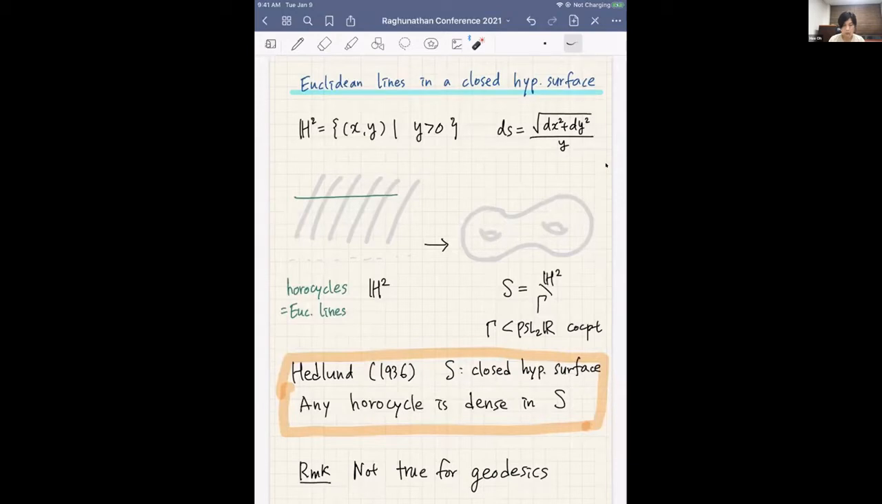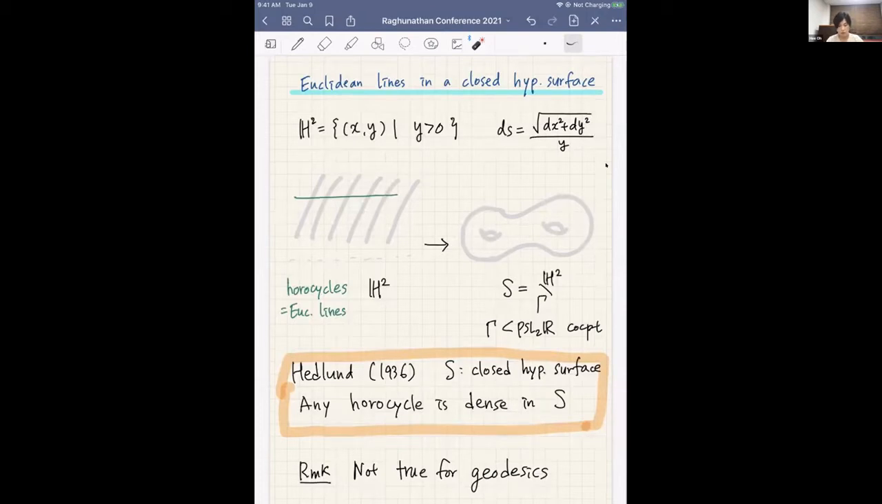And I want to remark that this is actually very far from being true for geodesics. So in the hyperbolic plane, horizontal lines are holocycles, and the vertical lines are geodesics. But it's very well known that in a closed hyperbolic surface, the closure of a geodesic can be as chaotic as you wish. So there is no way to hope for any kind of topological rigidity for geodesics. So this statement is something very special about holocycles.